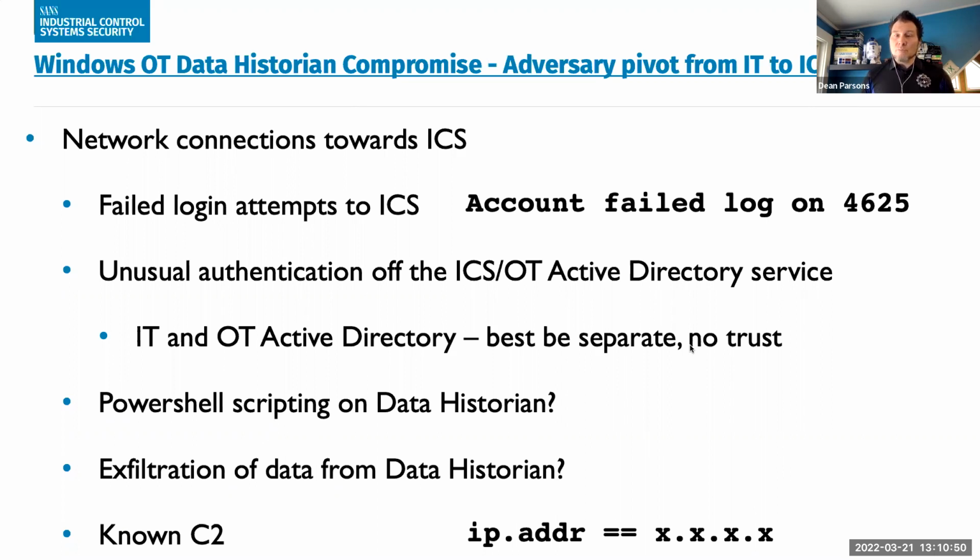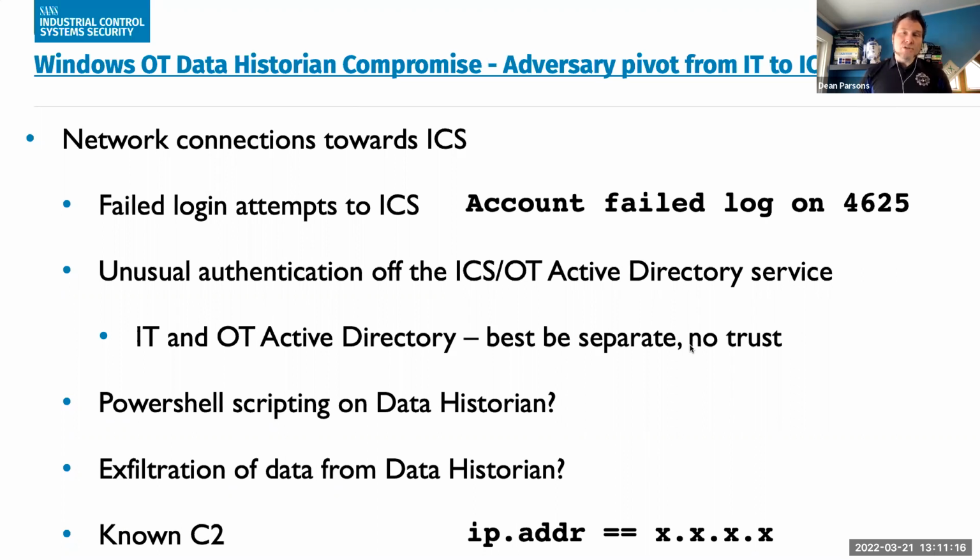Now, of course, I do want to mention IT and ICS having different Active Directories is definitely the best practice, which also means we have no trust between those as well. On the data historian, when you're there looking at the OT Windows event logs, one thing I do want to suggest as well is understanding if you have visibility, right? The whole idea here is looking for maybe gaps in logging capability, access to PowerShell being run in the environment.